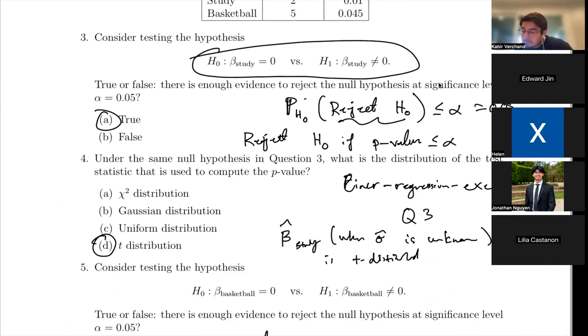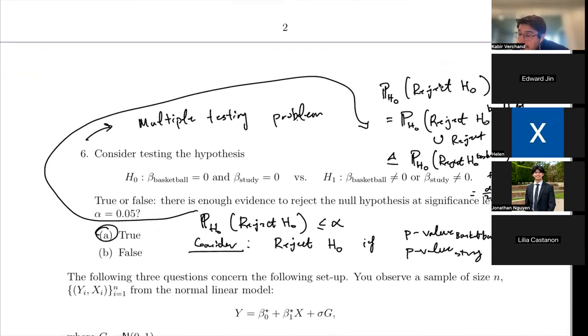So for question 6, do we just divide alpha by 2 and then compare the p-values? Divide alpha by however many are in here. So if I give you, like, 5 variables in the study and your null hypothesis was that all 5 of those variables are equal to 0, then you divide alpha by 5. Okay, thank you. So this is known as a Bonferroni correction.